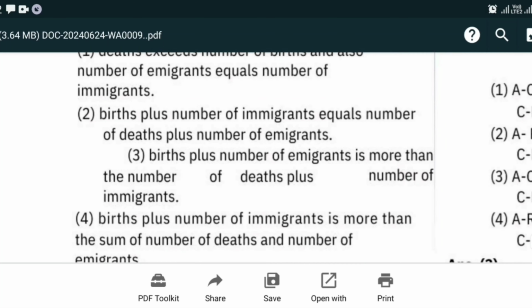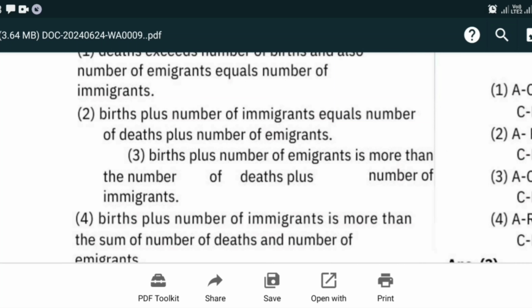Then birth plus number of immigrants equal number of deaths plus number of emigrants. Means birth plus immigrants is equal to death plus emigrants, they are telling. Means birth rate and also immigrant rate is equal to death and emigrant rate. Means it will reach equality. So there is no increase of new population. So that's why second option is wrong.